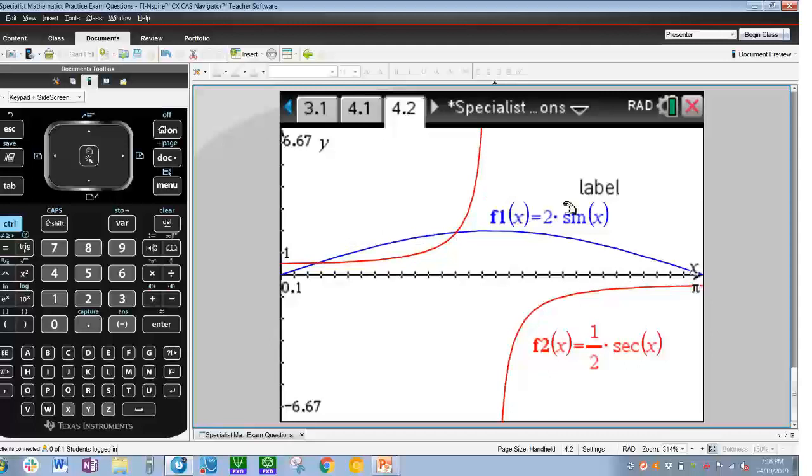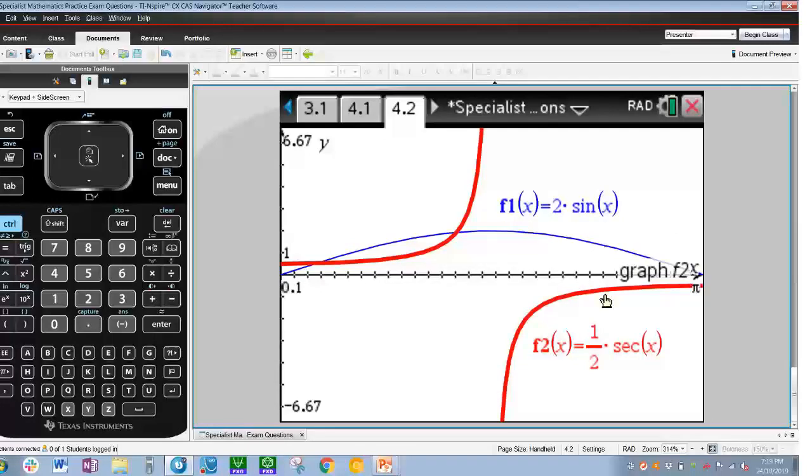So we can see that 2 sine x is above half sec x between 5 pi on 12 and 5 pi on 12. There's a few options that have that, but there's another one that catches a lot of people out. Notice that between pi over 2, which is right in the middle of that domain, and pi, even though 2 sine x and half sec x do not actually intersect, the graph of 2 sine x is always above the graph of half sec x from pi over 2 to pi.